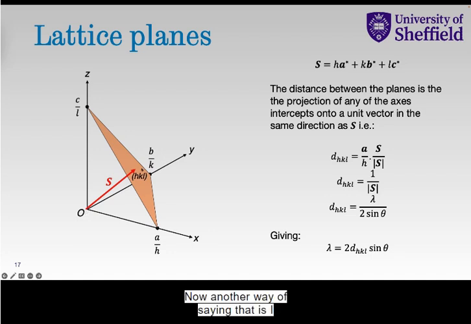Now, another way of saying that is I could just take the projection of any one of these intercepts onto the vector S. And that should project onto the direction of this vector S in order to get the d spacing. So the direction of this vector S is just going to be given by S divided by mod S, shown here. Because that would give me a unit vector that's pointing in that direction of unit length.